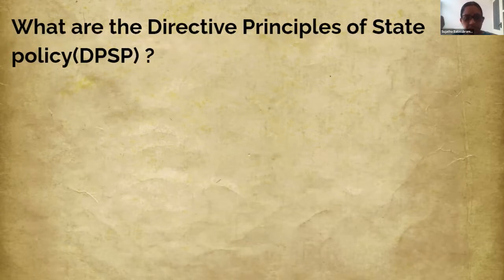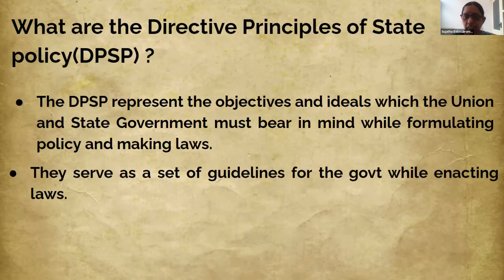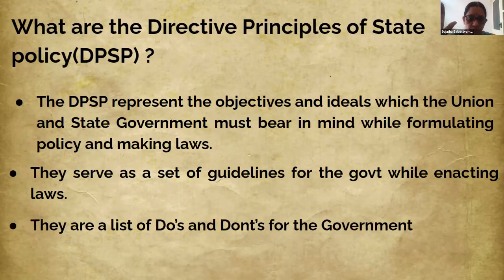The directive principles of state policy represent the objectives and the ideals which the union and the state government must bear in mind while formulating policies and making laws. They serve as a set of guidelines for the government while enacting laws. They are like a set of do's and don'ts for the government.